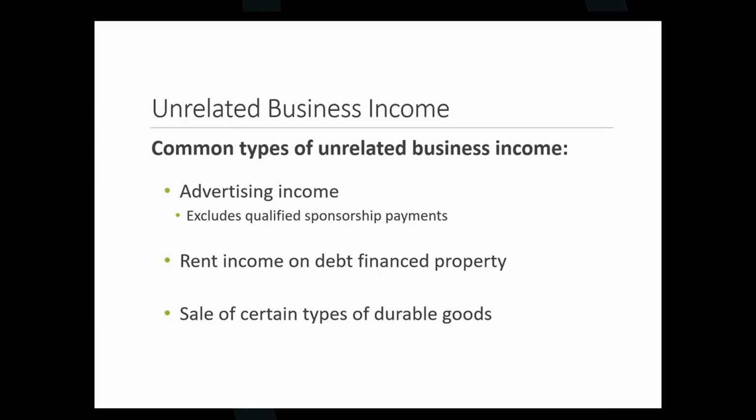The second one is a whole other class: rent income is usually exempt, but rent income on debt-financed property, the net income, is taxable. And then certain types of selling certain types of things may be taxable. So those are the common three. That number one we see often in the housing world. Somebody will see number two. So there are some common ones.